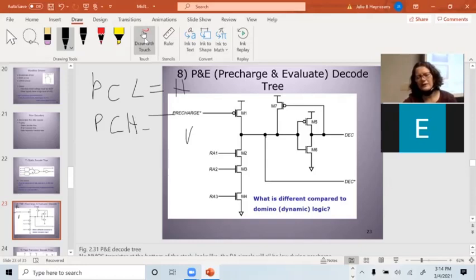There's a little bit of feedback here too. If DEC is high, this transistor turns off, because that's an inverter there with M5. So this would have to be low. Oh, I know what M7's there for. M7 is so you don't lose a threshold.